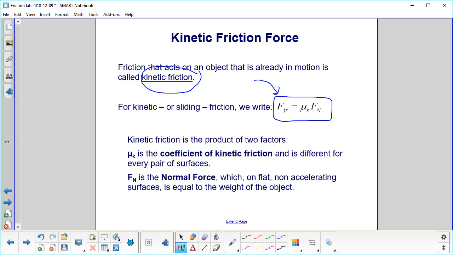F sub n is the normal force, which on flat, non-accelerating surfaces is equal to the weight of the object. So if I have an object here, it has a certain weight, and let's say it's sitting on a table or something, the normal force will be in the opposite direction and exactly equals mg.